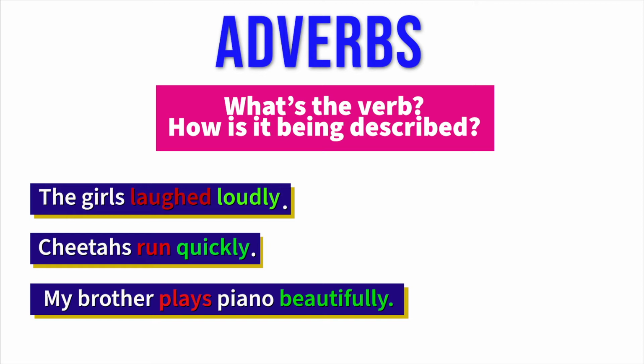Look at this next example. Cheetahs run quickly. So when we look at that sentence, we see that the verb in that sentence is run, but we're talking about a cheetah here. So how does a cheetah run? Quickly. Easy, right? Here's one more example. This one's a little bit more complicated. My brother plays piano beautifully. You see, in that sentence, the verb is plays. And what word is describing how the brother plays? Beautifully. Simple. Very easy, okay?